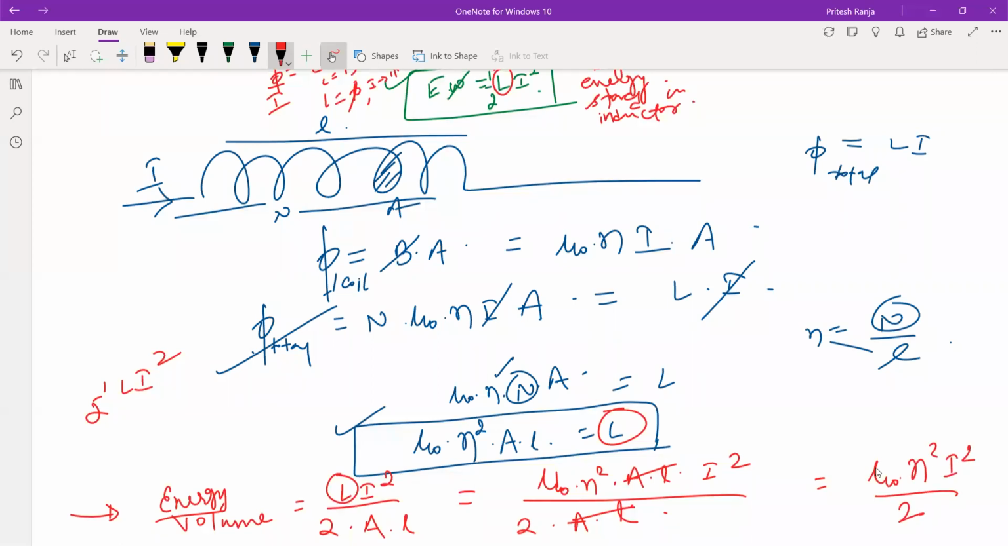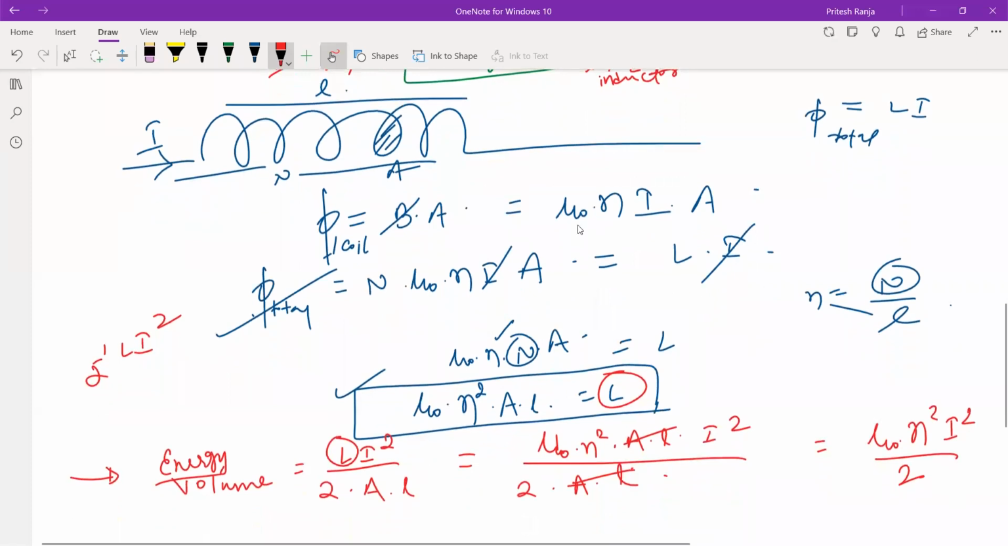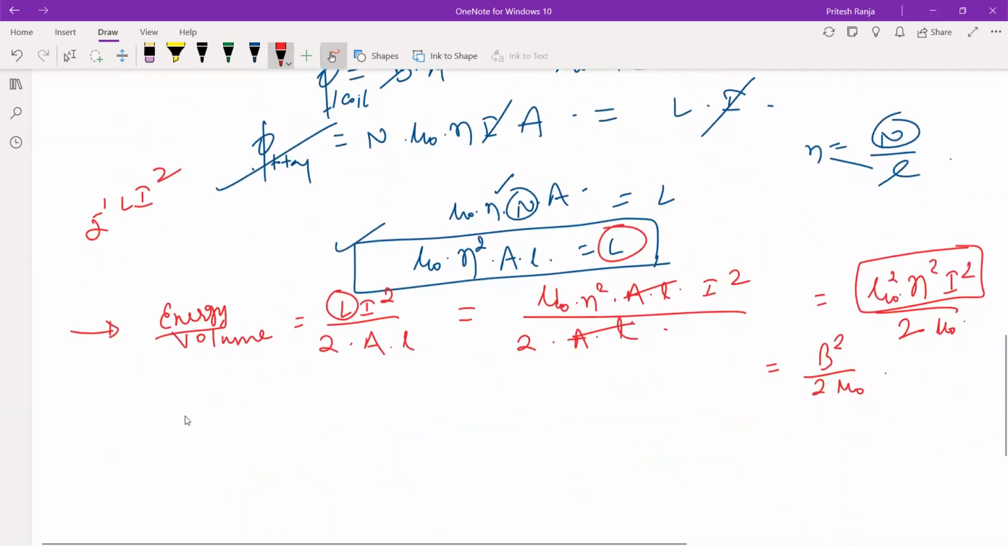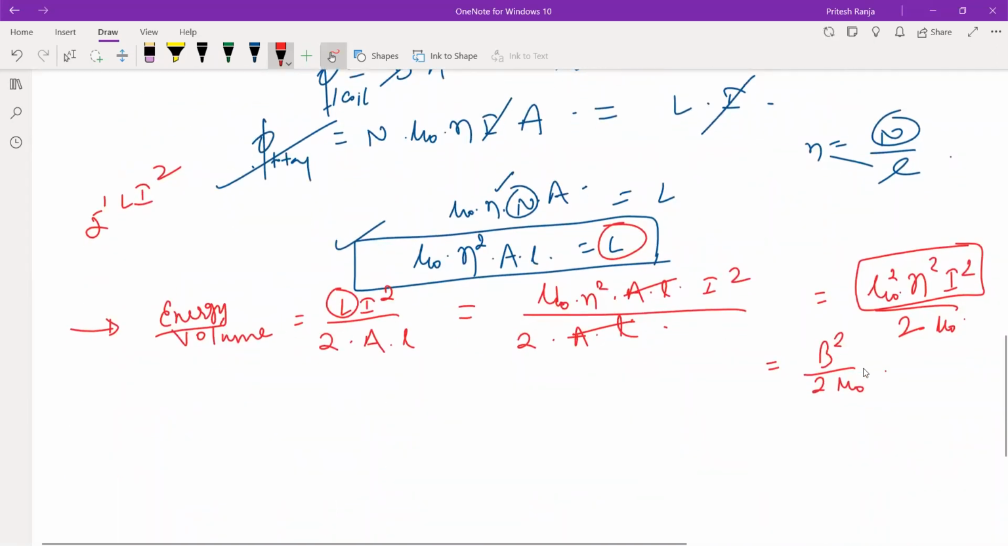So guys, if you observe, this is mu naught n I, and mu naught n I is the magnetic field through the solenoid, or because of the solenoid. So I will multiply mu naught in the numerator and denominator. Now I can write this as B square by 2 mu naught. So this is the energy stored per unit volume across an inductor.